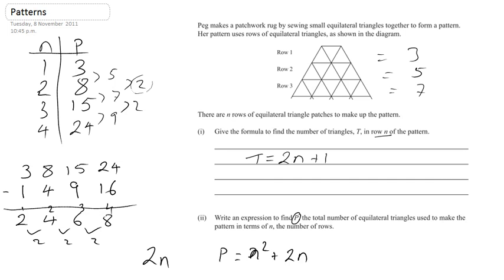Now let me just double check that. If I put 1 into that equation, so n equals 1, my p equals 1 squared plus 2 lots of 1, which is 3. And if I choose n as 3, I get p equals 3 squared plus 2 lots of 3, which is 15. So I know I've got it right. Sweet.